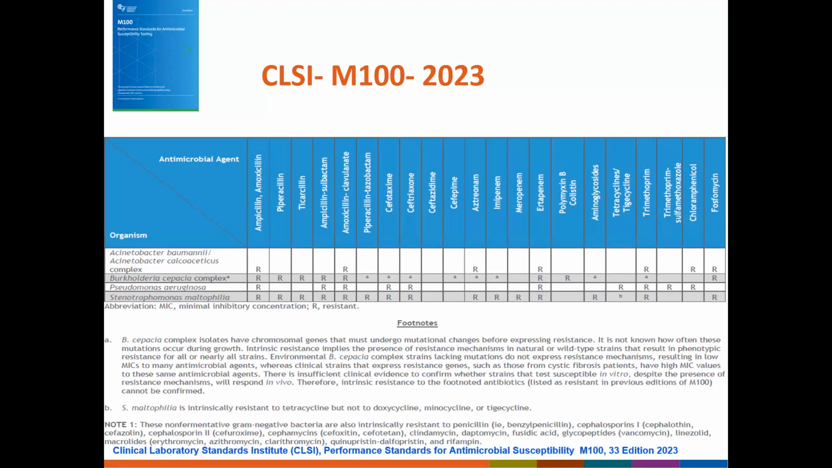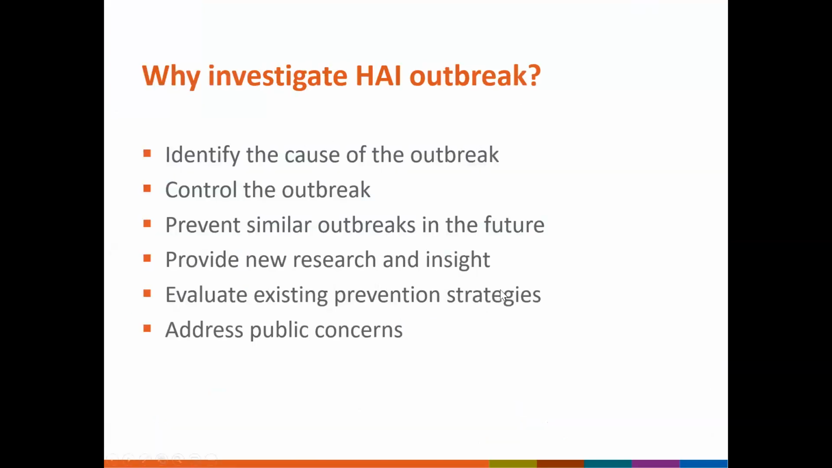So this outbreak is typically a healthcare associated outbreak which happened in an ICU. There was an increase in the number of cases as compared to last year, and it also warrants immediate action for appropriate treatment and management of these cases. So why investigate a HAI outbreak? Mainly to identify the cause of the outbreak, to control the outbreak, to prevent similar outbreaks in the future, provide new research and insight, evaluate existing prevention strategies, and to address public concerns.